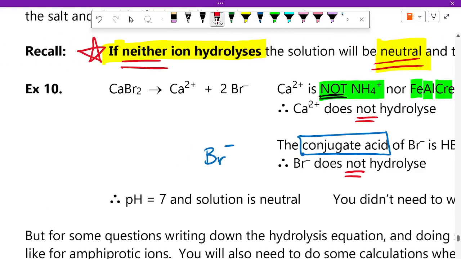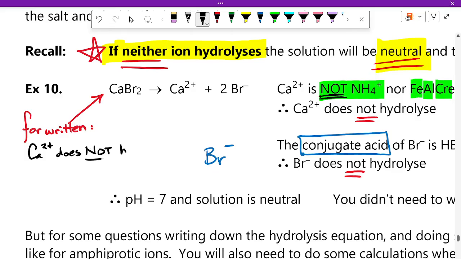If this were a written question, Br minus does not hydrolyze, and therefore the pH is 7 and the solution is neutral. That would probably be all that you would need to do. Okay?